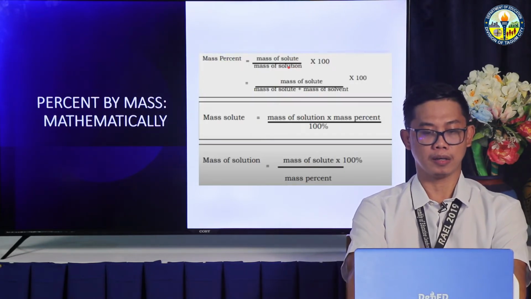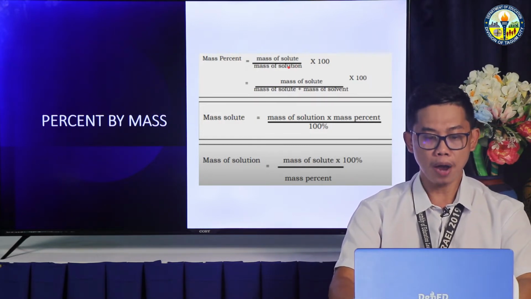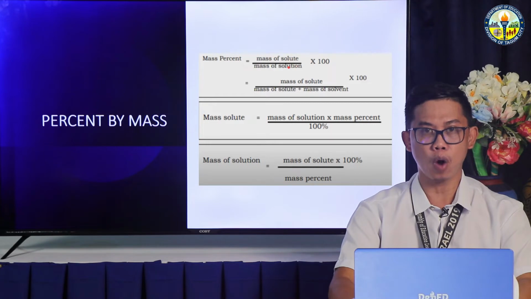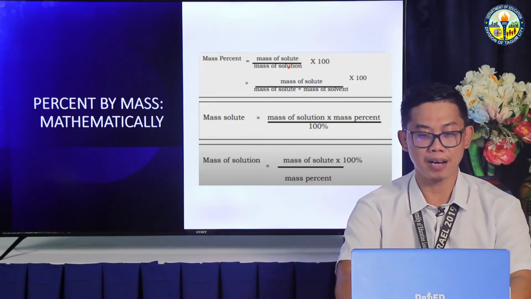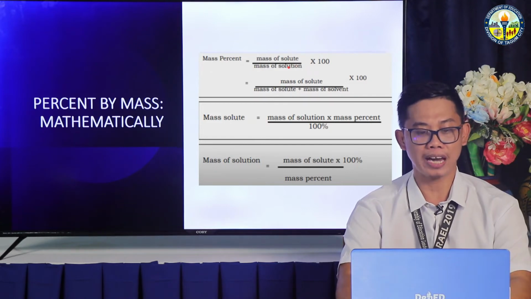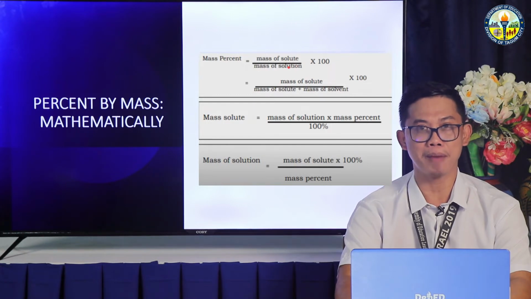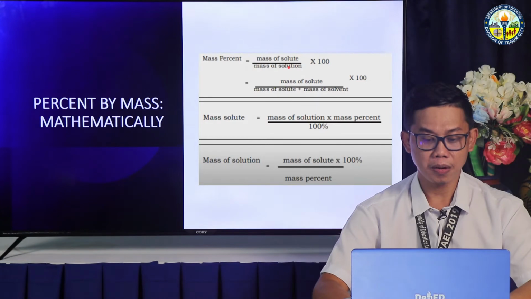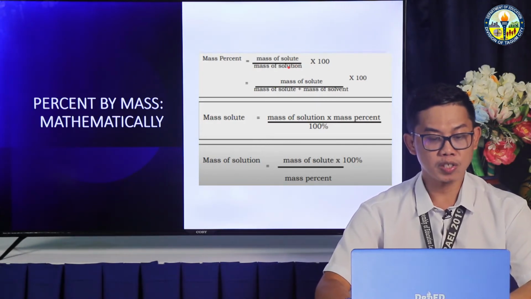Mathematically speaking, let us try to take a look at the given example, which is 100 ml is equal to 100 grams. Again, we will have percent by mass, and mathematically, we can derive the given formula. Mass percent or percent by mass is equal to the mass of solute divided by the mass of solution, then multiply by 100%.